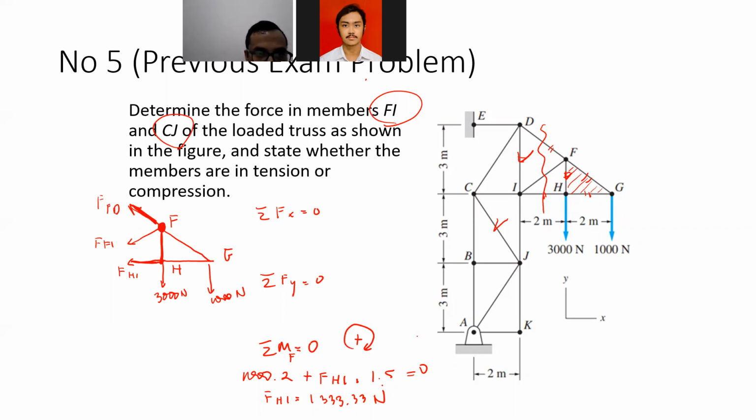What do you have for sigma fx? We have negative 1,300. Oh, sorry, this one is 33. Then negative 1,333. Okay, 1,000. What else do we have?